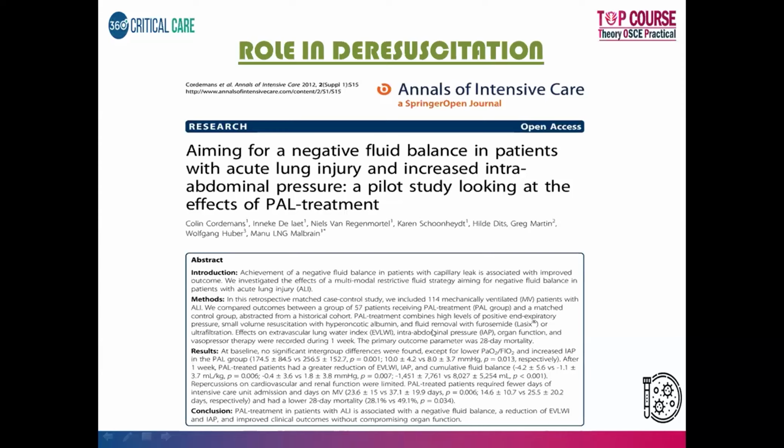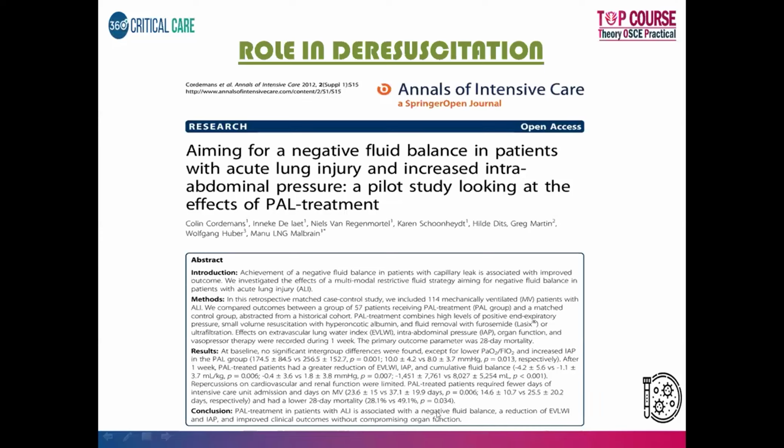P is for high levels of PEEP. A is for hypertonic albumin and L is for Lasix. So combining these three in patients with acute lung injury, they saw whether there is any benefit. So this PAL treatment is associated with a negative fluid balance.